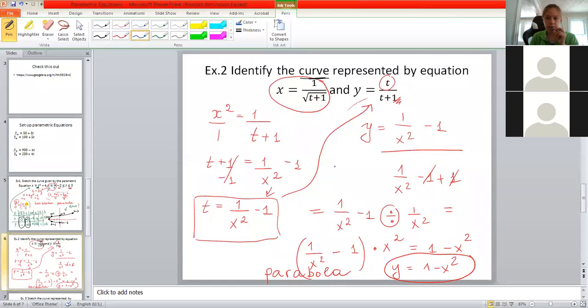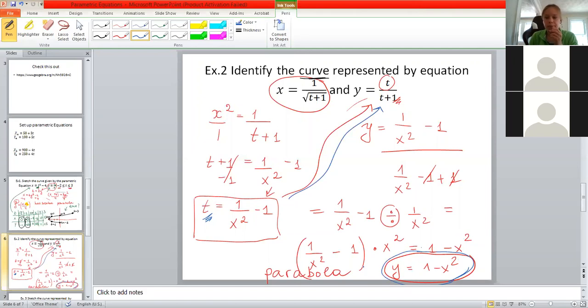Wait, so there's two answers? No, there is one answer. What I did here, I expressed t first, and then I plugged it into my other equation. It's just one answer. It's a relationship between y and x. And once you get this, you already know that y equals 1 minus x squared. That's a parabola.